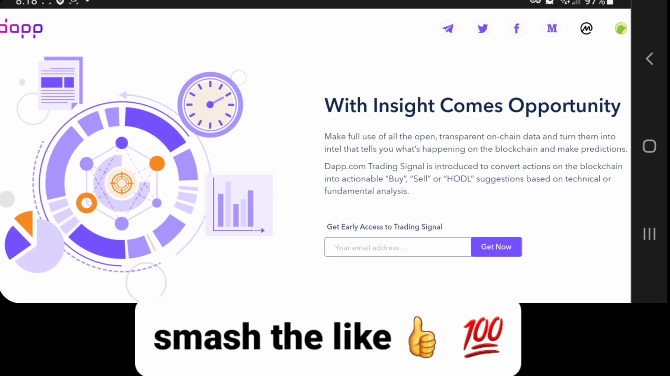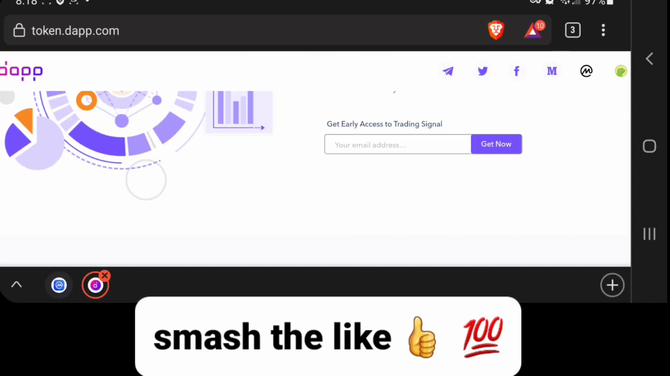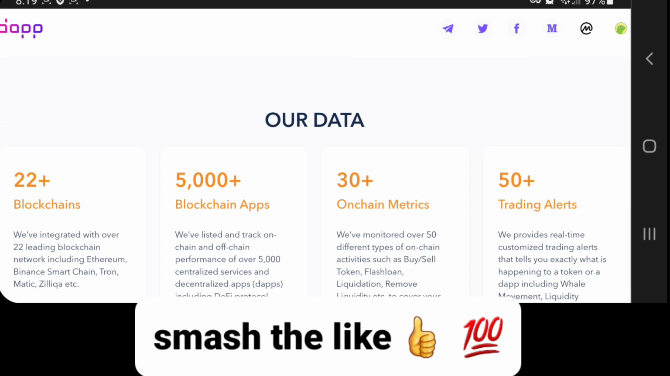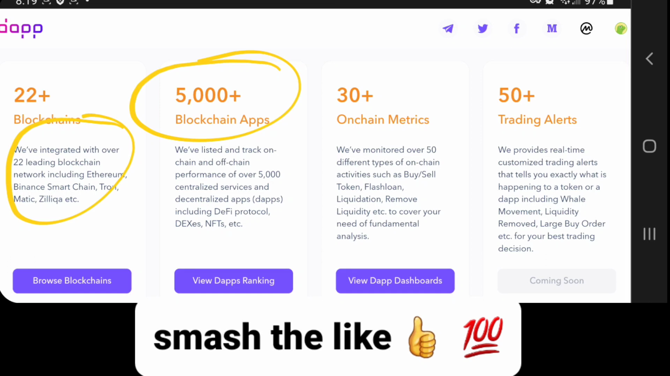So this is, like I said, overall very cool, and potentially very useful for current traders, experienced traders, or inexperienced beginning traders. You can see right here it says get early access to trading signals. You can put in your email there and get on the wait list for early access. And if we drop down to where it says our data, you can see it has 22 plus blockchains. They have integrated with over 22 leading blockchain networks, including Ethereum, Binance Smart Chain, Tron, Matic, Zilliqa, etc. They have 5,000 plus blockchain apps listed.